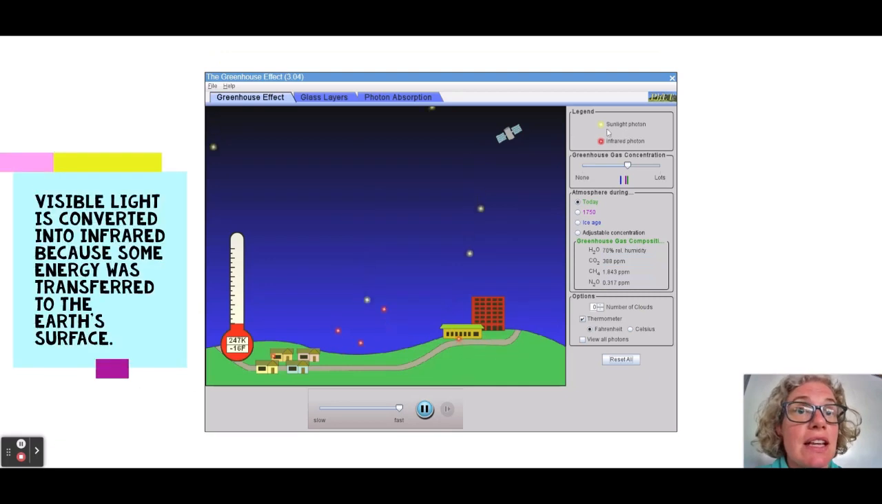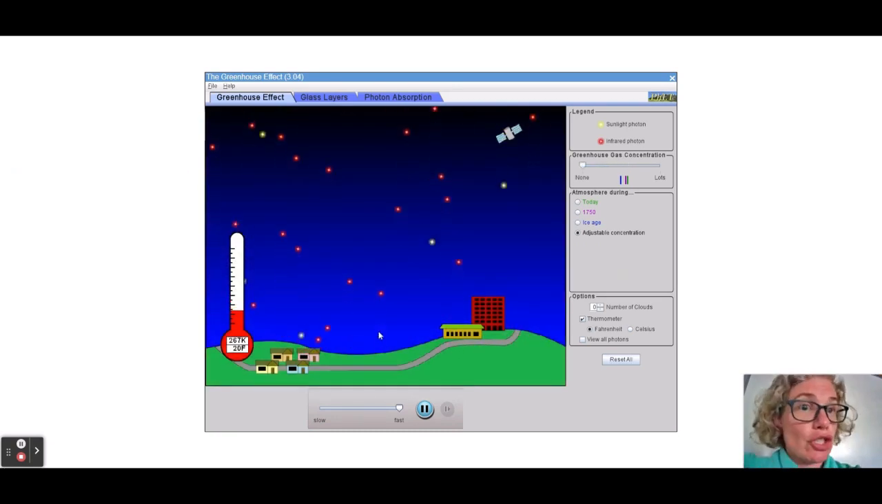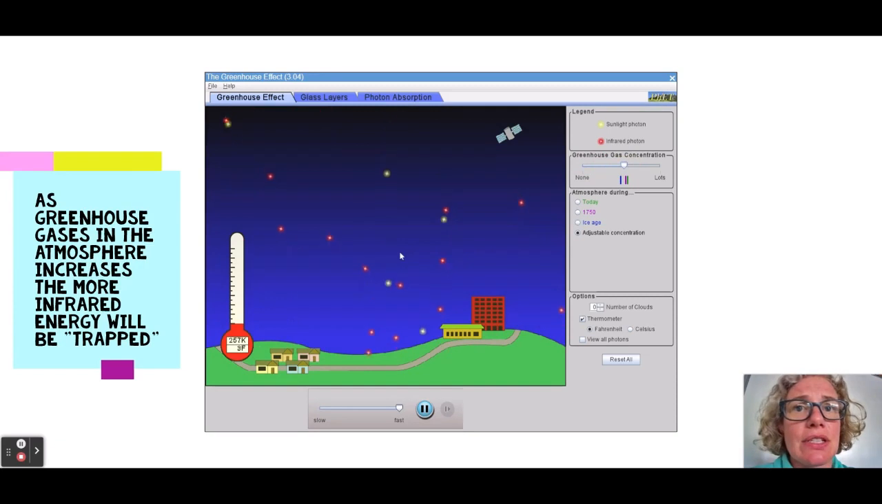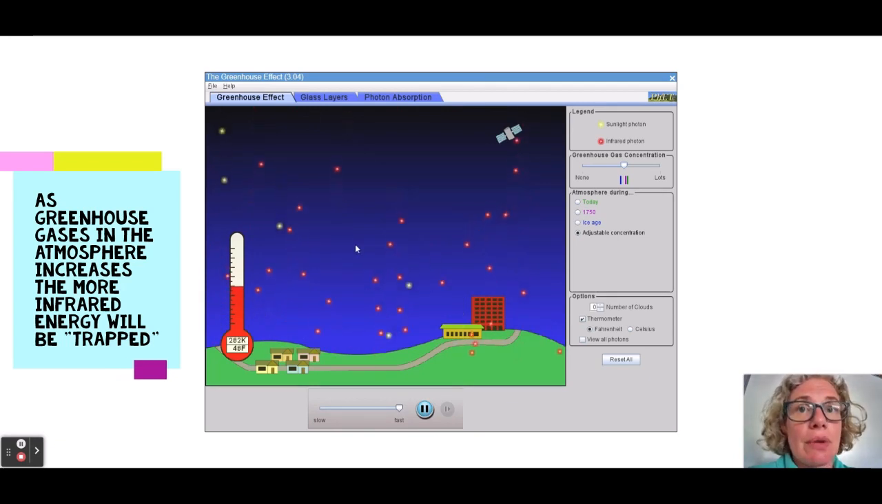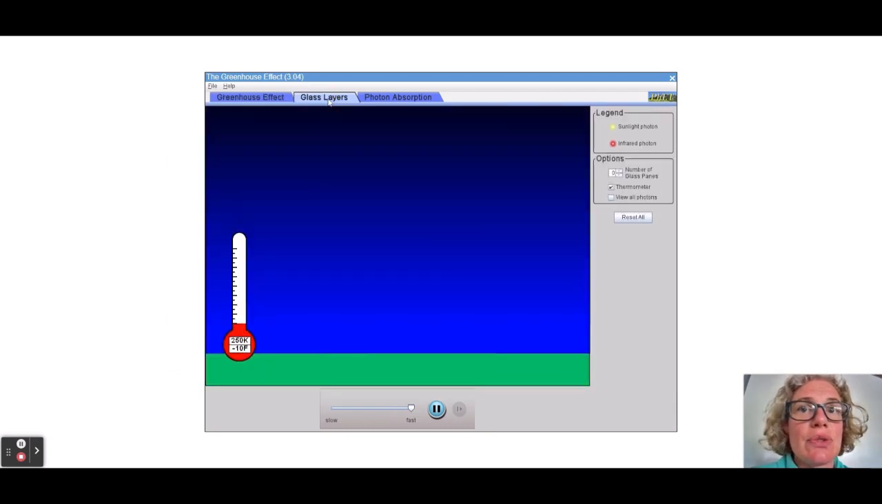These yellow dots represent a sunlight photon, which is going to be mostly visible light. When it strikes the planet, you'll see that it turns into infrared. With no greenhouse gas concentration, you'll see that the infrared can just pass right back out again. But as we put in greenhouse gases, do you see some of these infrared ones are now changing direction and heading back down? So what that's showing is that the number of greenhouse gases is going to impact how these move. It's a little easier to see it if we do it with glass.